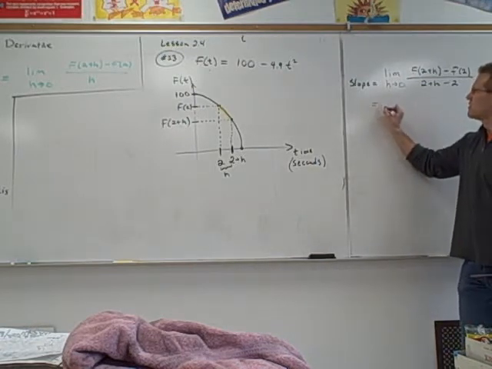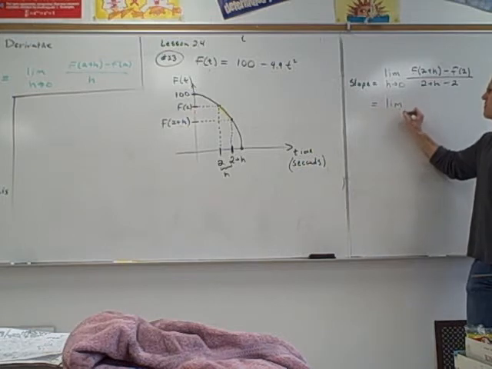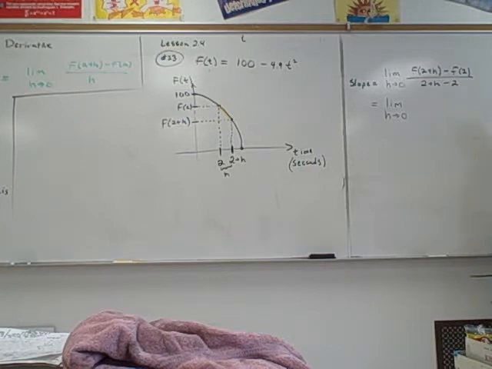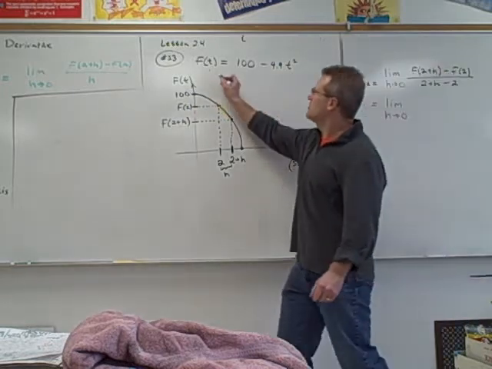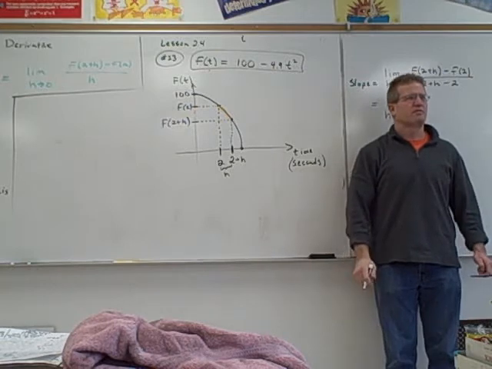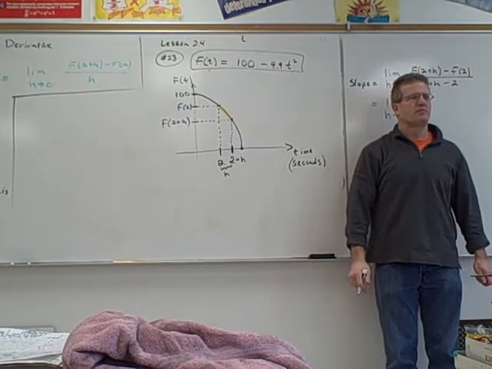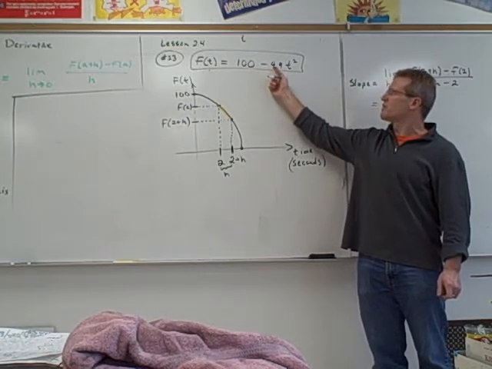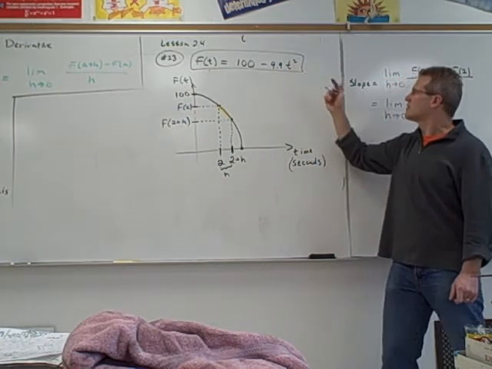So we're still taking the limit. It's important that you show all your symbols correctly on this. F of 2 plus h, let's figure that out off to the side. So how would I figure out f of 2 plus h? Here's f of t. So what do I need to do to get f of 2 plus h? 2 plus h for t, yeah, put a 2 plus h in place of t. So I'm going to have 100 minus 4.9 times 2 plus h squared.